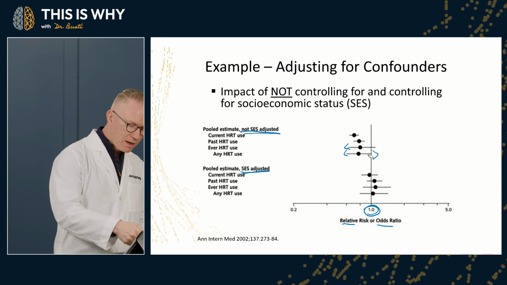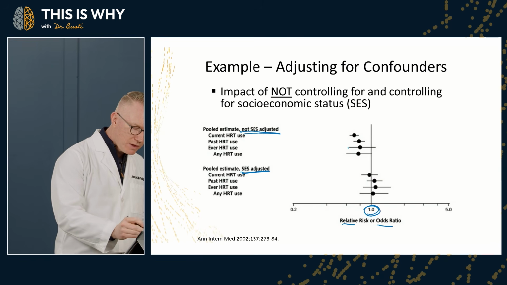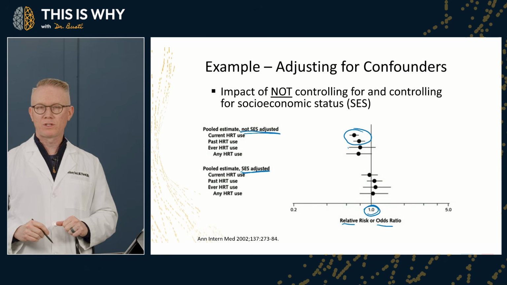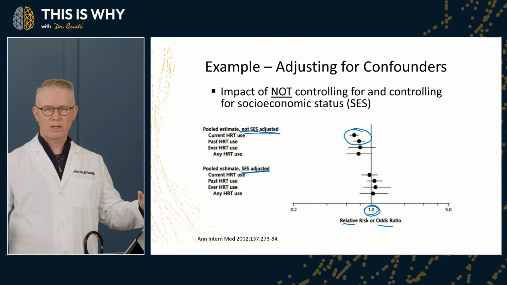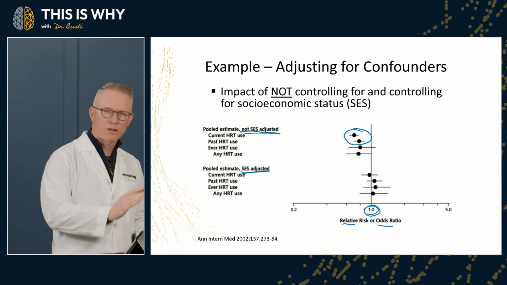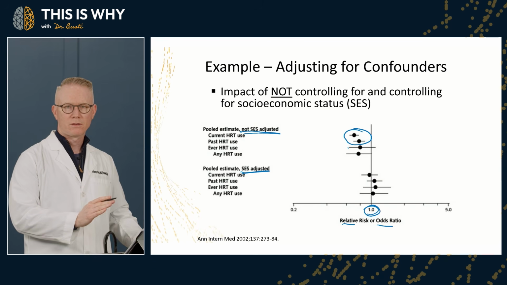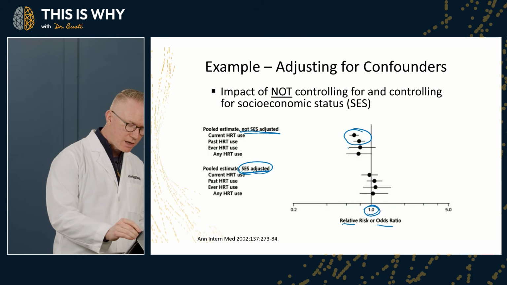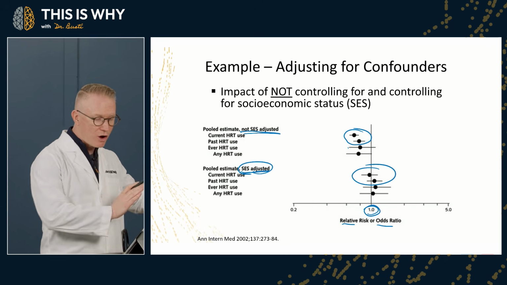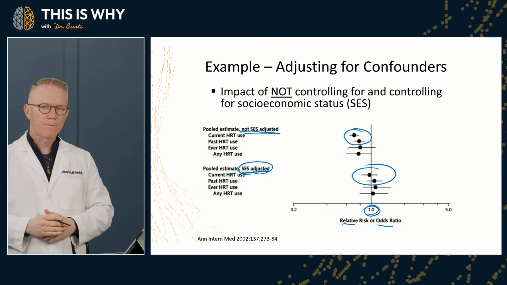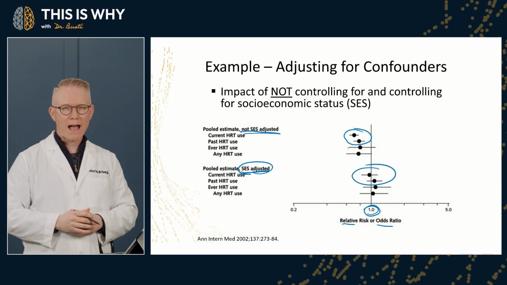Well, you can see that these two results up here, current hormone therapy use, past hormone therapy use, if you don't factor in the socioeconomic status, it actually shows a statistical difference. Okay? When you control for those or adjust for it, that goes away. And all of the data shifts over. So that's a pretty profound impact.